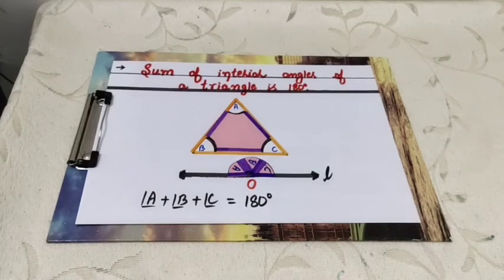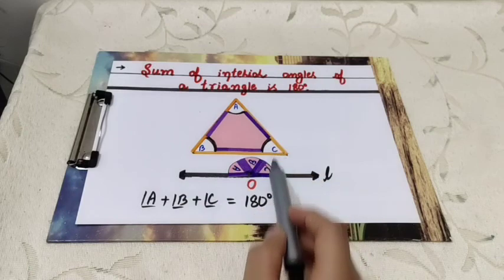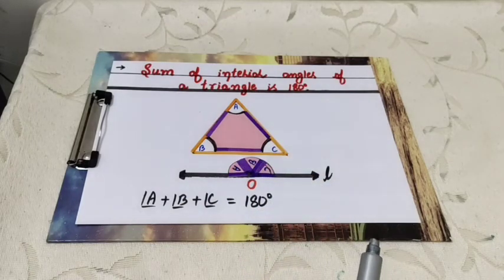Similarly, we can prove that the sum of interior angles of a quadrilateral is 360 degrees. Like this triangle is a 3-sided polygon, a quadrilateral is a 4-sided polygon, or you can say that a quadrilateral is a 4-sided figure, actually a closed figure which is entirely made up of line segments.